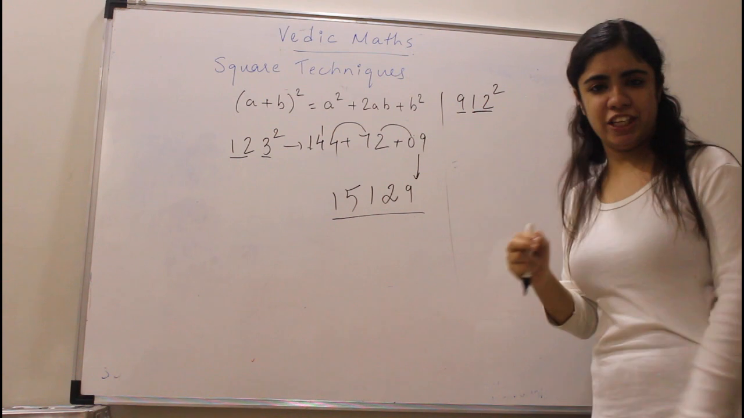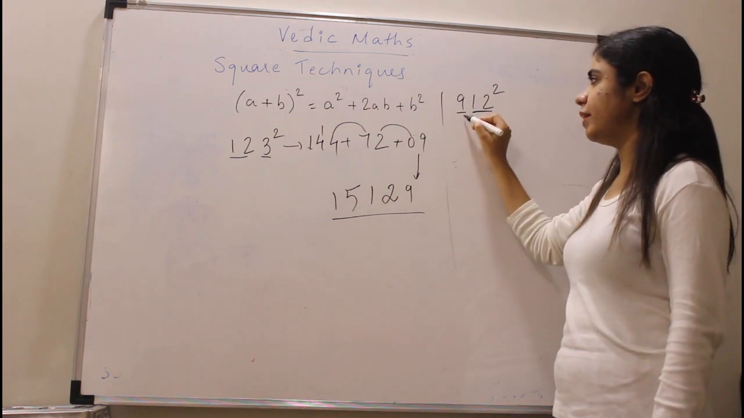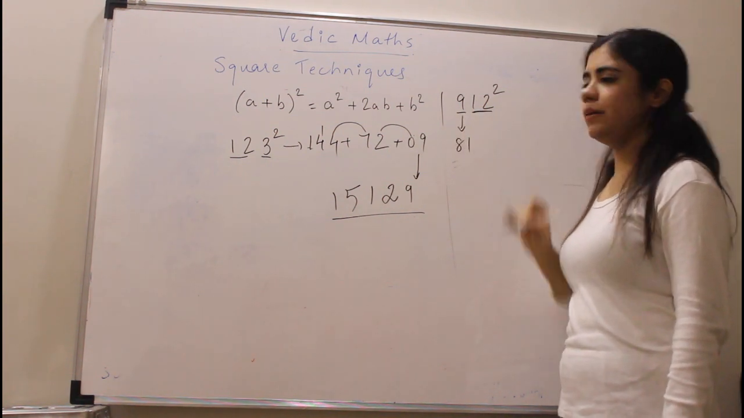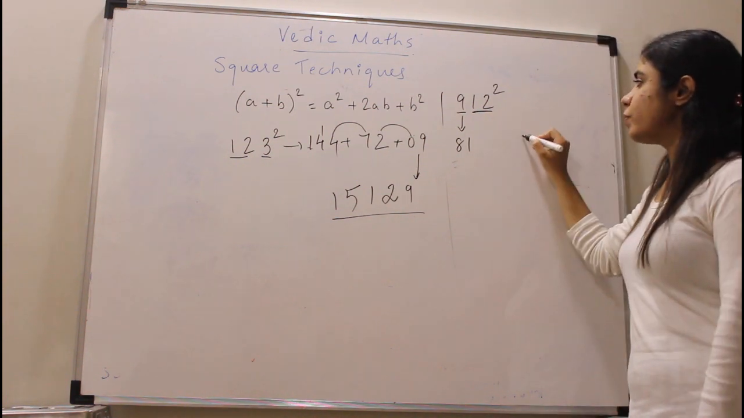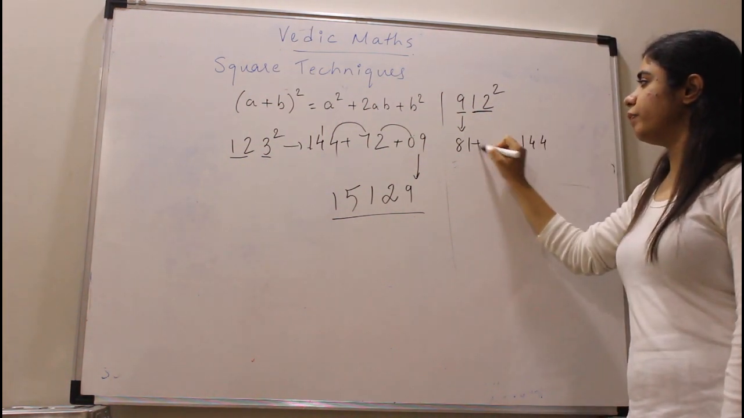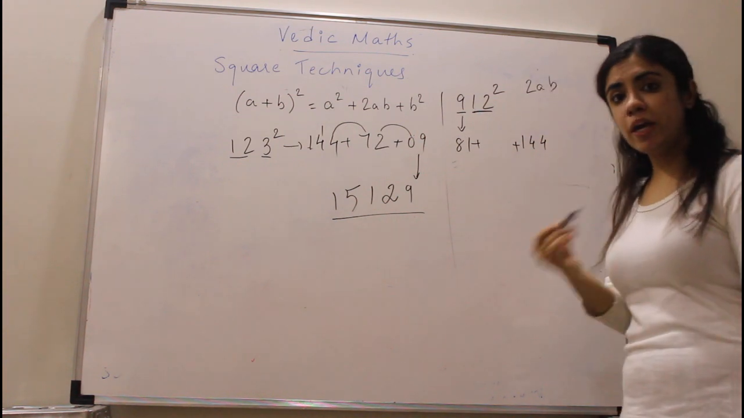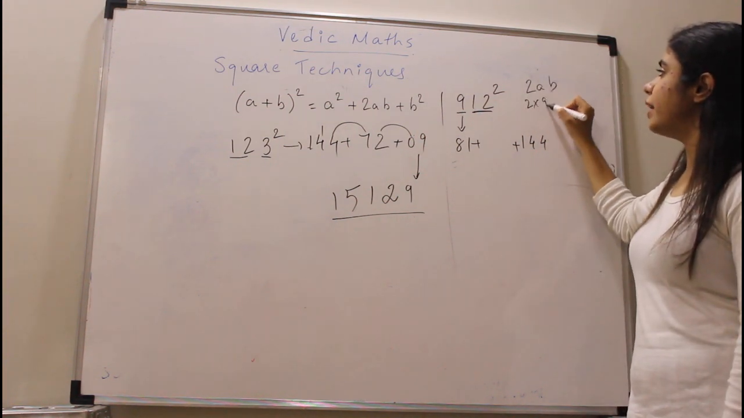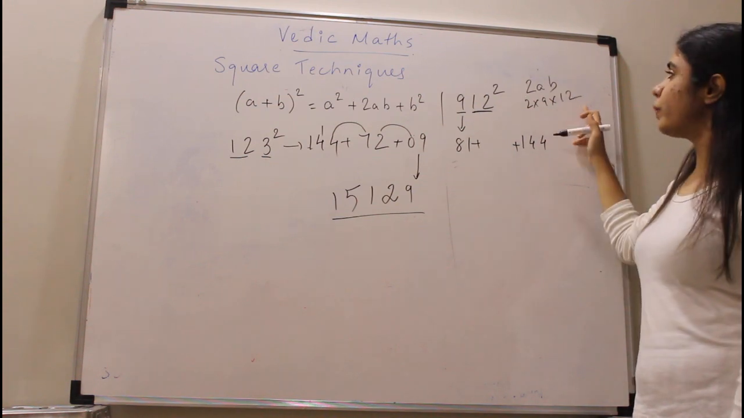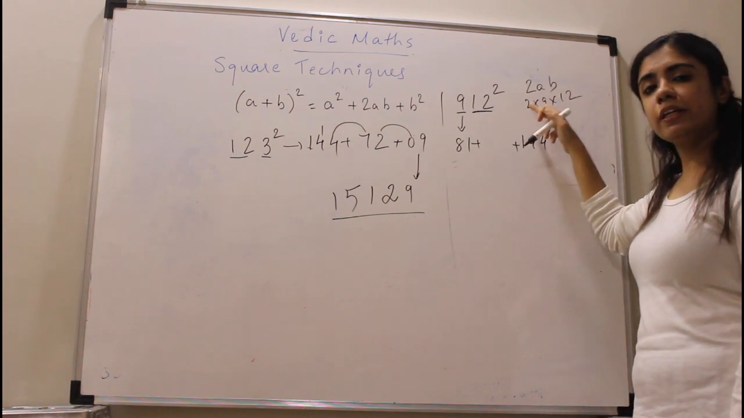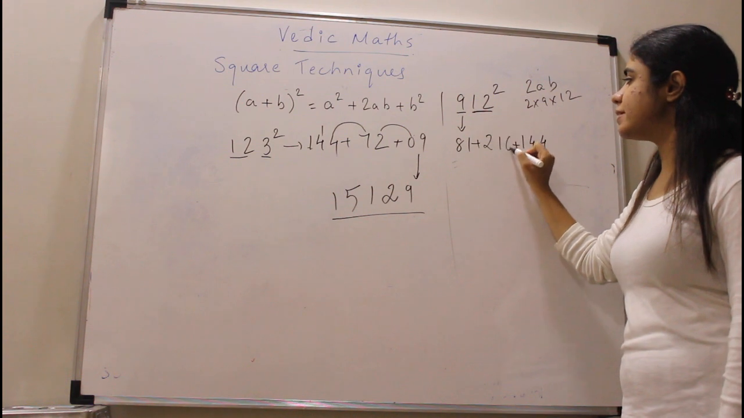So थोड़ा सा change आएगा. क्या change आएगा? Let's see. 9 square is 81. ठीक है? 12 square is 144. बीच में आएगा 2AB. So 2AB means what? 2 into 9 into 12. 12 nines are 108. 108 का double will be 216.